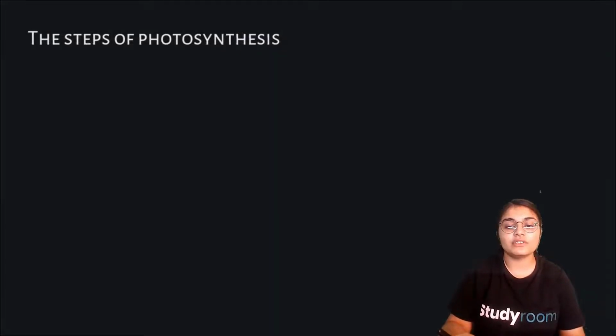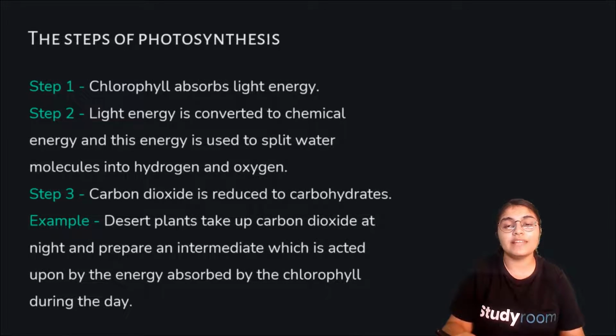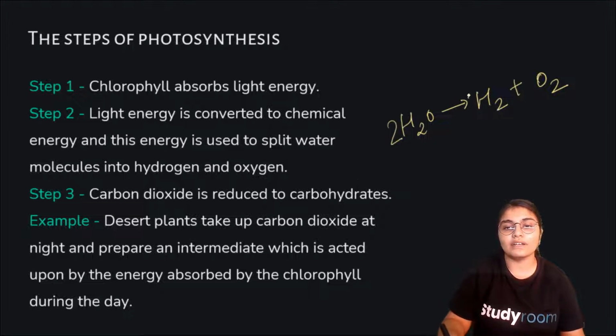And what are the steps of photosynthesis? We'll be going through the steps of photosynthesis one by one. Step 1, chlorophyll absorbs light energy. This is the plant pigment, the green pigment called chlorophyll, and it absorbs light energy. Then step 2, light energy is converted to chemical energy, and this energy is used to split water molecules into hydrogen and oxygen. So water molecules are broken down into hydrogen and oxygen. This is how it happens.